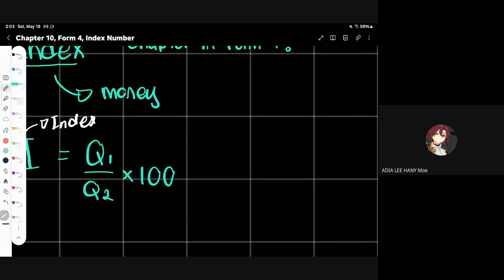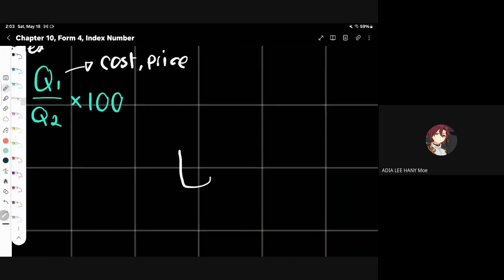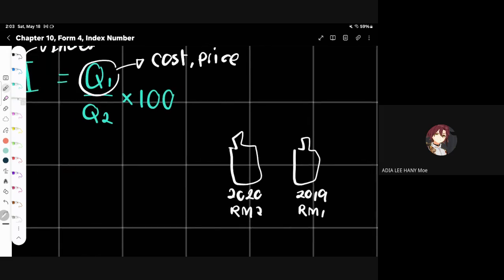Q, you have to understand, is very important because Q is anything related with money. For example, when they say cost or price, whenever they mention those things, it is Q. You can see that there is Q1 and Q2. If I go back to this bottle, this one at 2020 is RM2, this one at 2019 is RM1. Q is the price, so we look at the money, 2 ringgit and 1 ringgit. But the 1 and 2 here are the year.